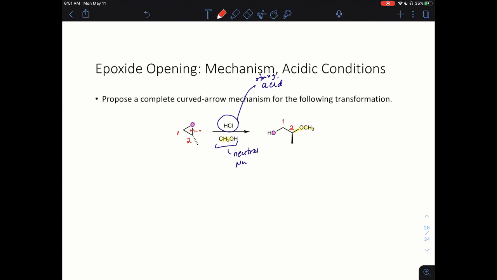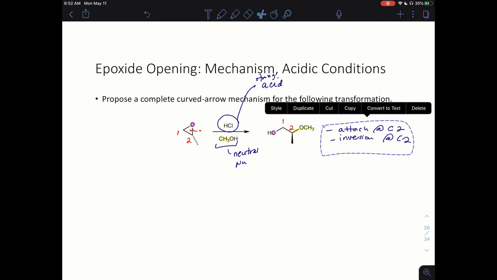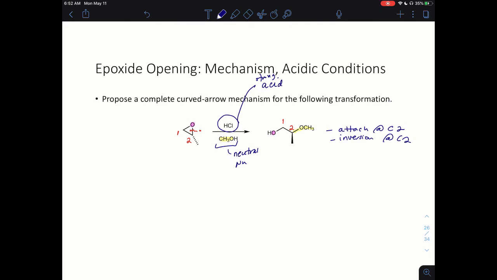So we can see that methanol has actually made a bond to what we will call carbon 2. Again, not nomenclature naming, just figuring stuff out naming. And what else can we see? We can see there's been inversion at carbon 2. So we can see attack at carbon 2 and inversion at carbon 2. Now this is weird because carbon 2 is the more substituted carbon. But we're observing a different type of mechanism here. All right, we're going to write that down. It's more substituted.